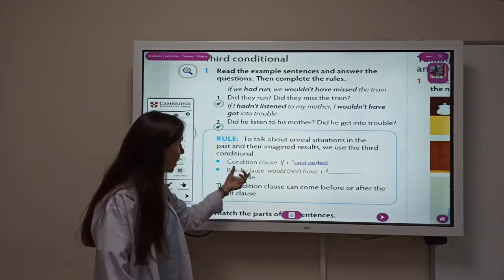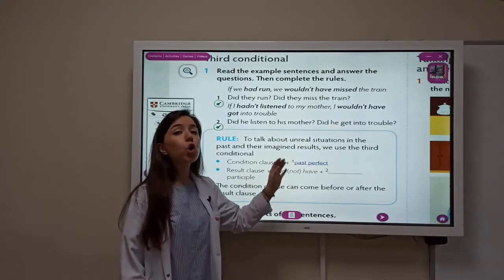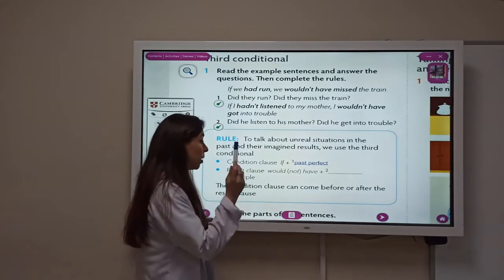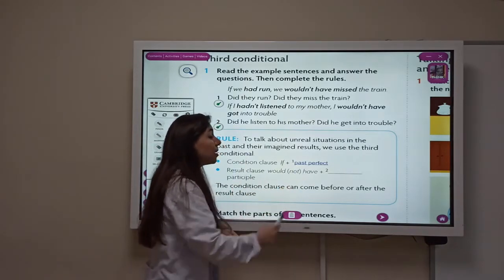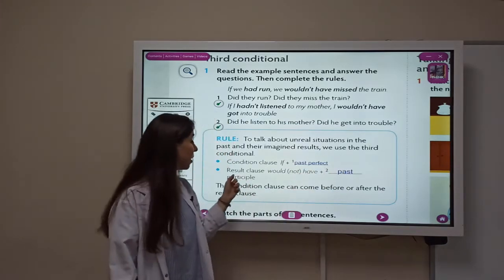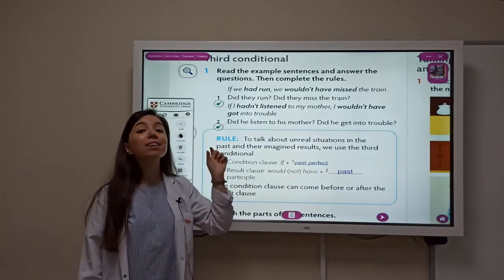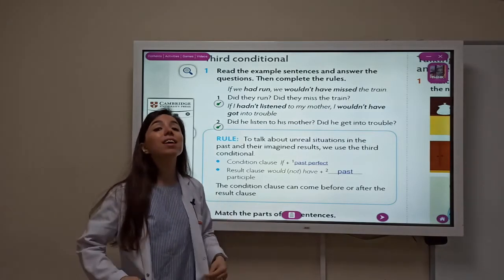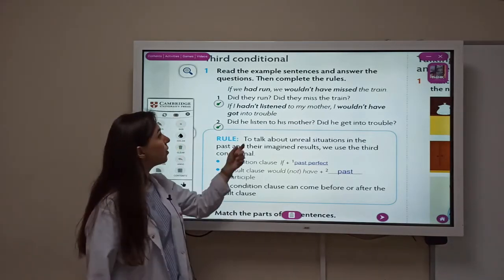And in the result clause, we use would or would not have. Please be careful. Would, or would not, plus have plus past participle. Past participle form of the verb means the third form of the verb. Be careful of this thing. Look at this part.